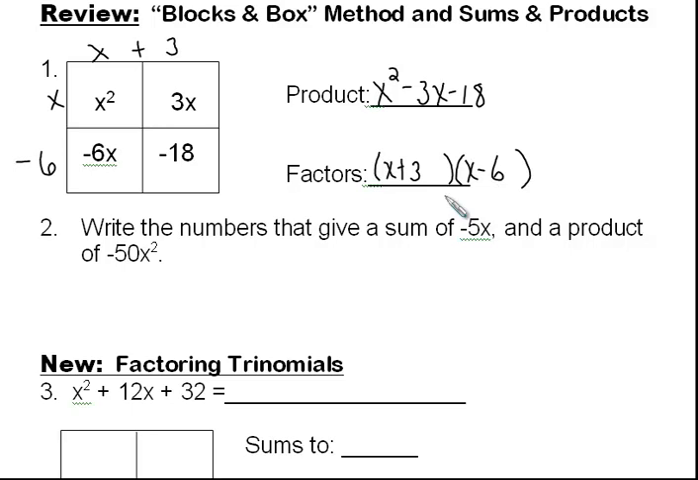Now that's a review of what we did yesterday, and began a little bit on the day before that. Write the numbers that give a sum of negative 5x and a product of negative 50. So remember, if our product is a negative number, we're going to have one factor that is positive and one that is negative. And we want it to add to be negative 5.